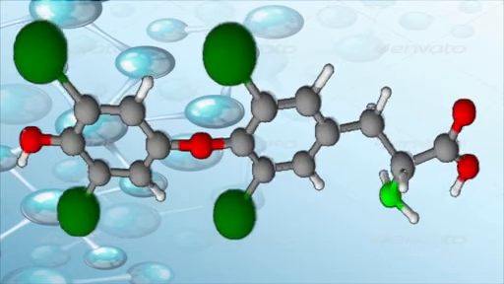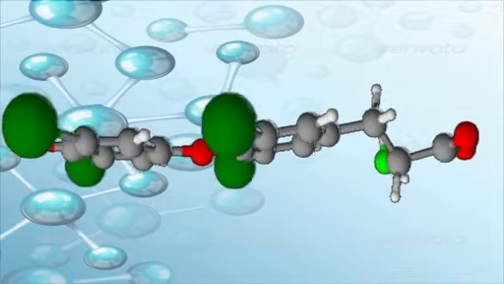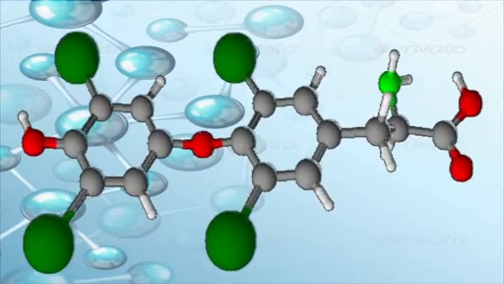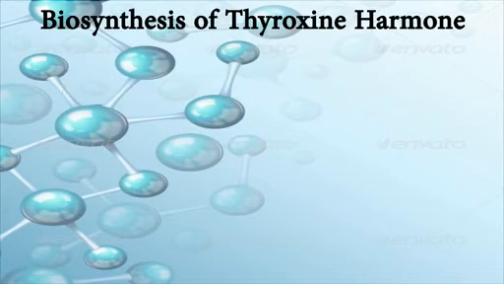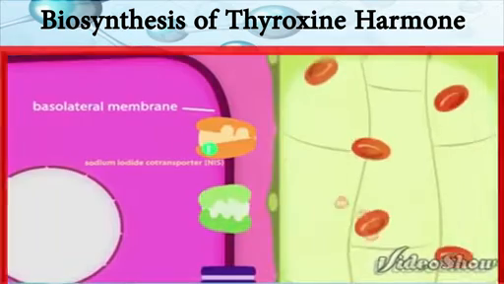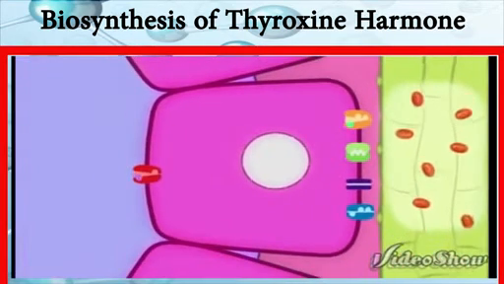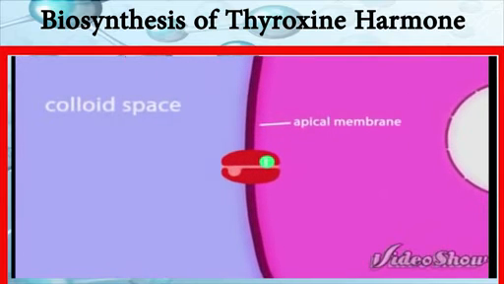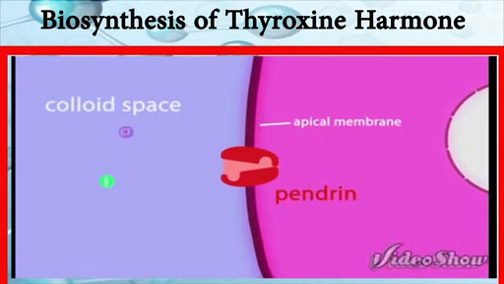Look here, this is the structure of thyroxine hormone, which has one chiral carbon and two isomers. Biosynthesis of thyroxine hormone: the first step is uptake of iodide ions from the blood into a follicle cell, then into the follicle colloid. By crossing the membrane, as we have seen, chloride ions will be replaced by iodide ions.